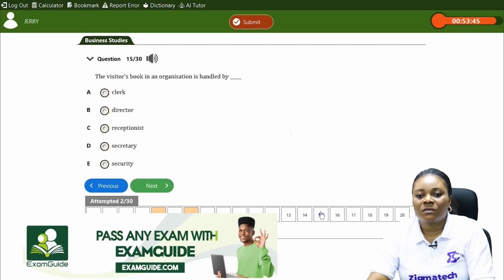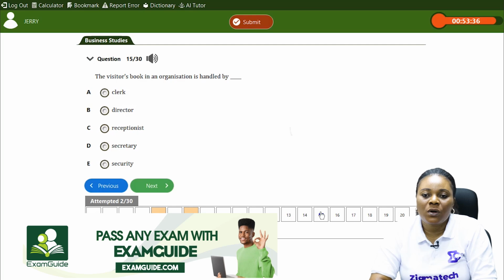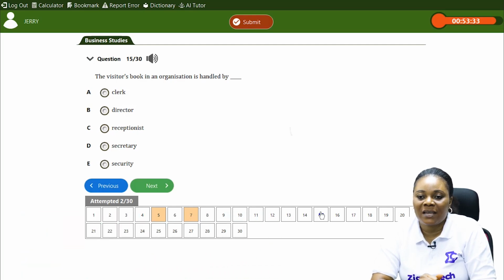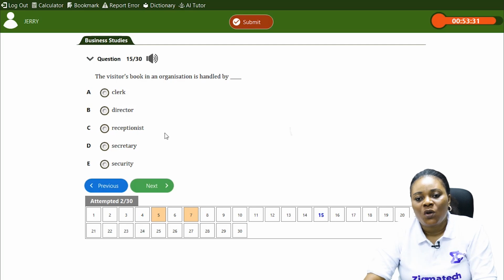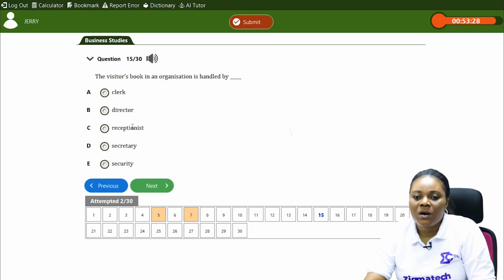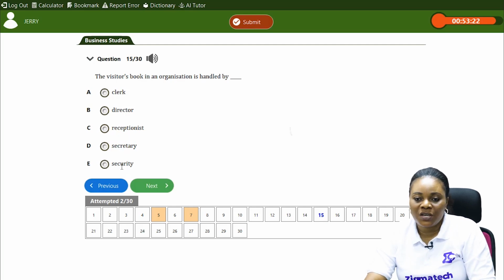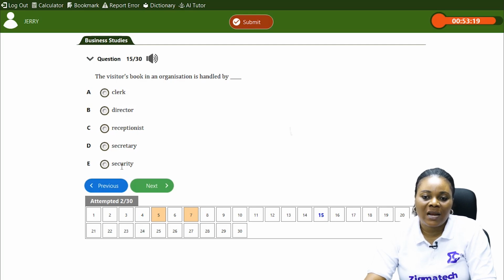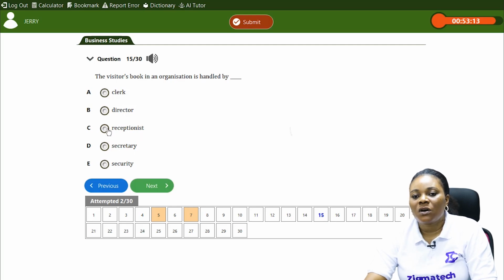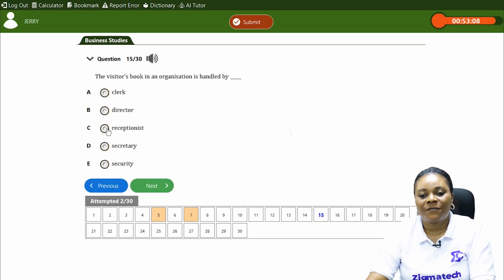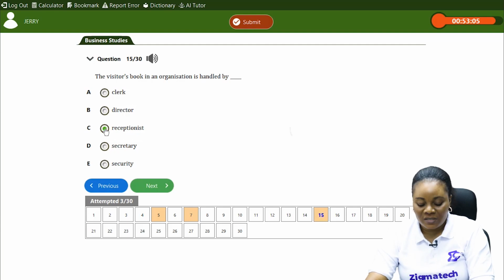Another question says the visitor's book in an organization is handled by dash. Is it handled by a clerk, or handled by a director, or handled by a receptionist, or handled by a secretary, or handled by a security? With what we have learned in today's class, we identified the visitor's book as one of the documents handled by a receptionist in the reception office. So the answer is option C, the receptionist.